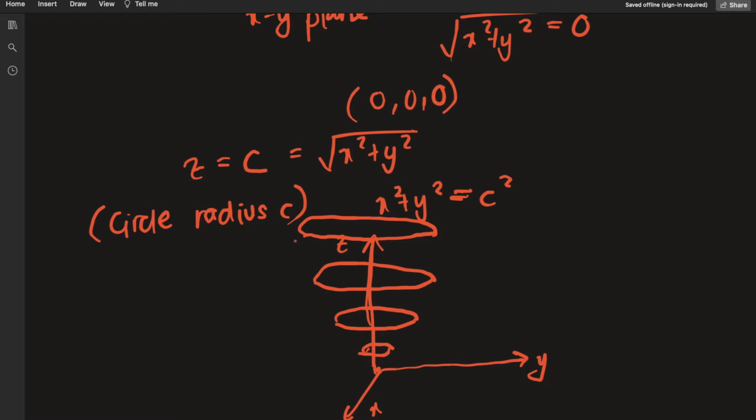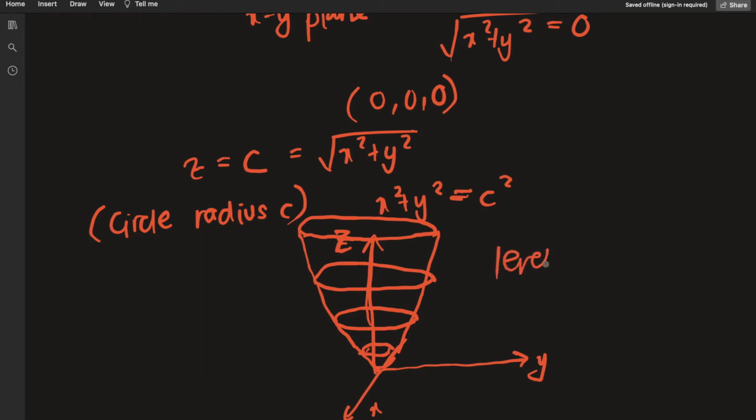And then, if you want, you can keep increasing c in a continuous fashion or take more samples of c, and you get the cross section you wanted. So I'm going to do a crude drawing here. It's going to look something like this. This is z, and you see these circles of constant z.